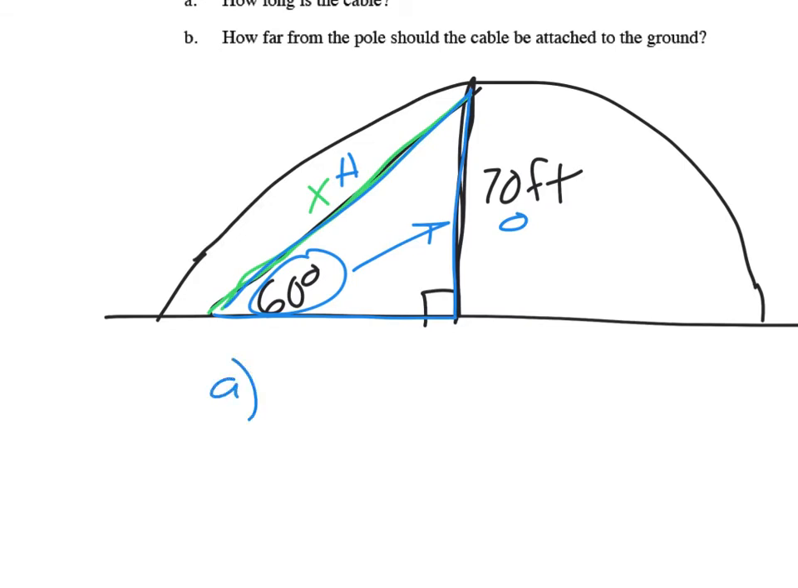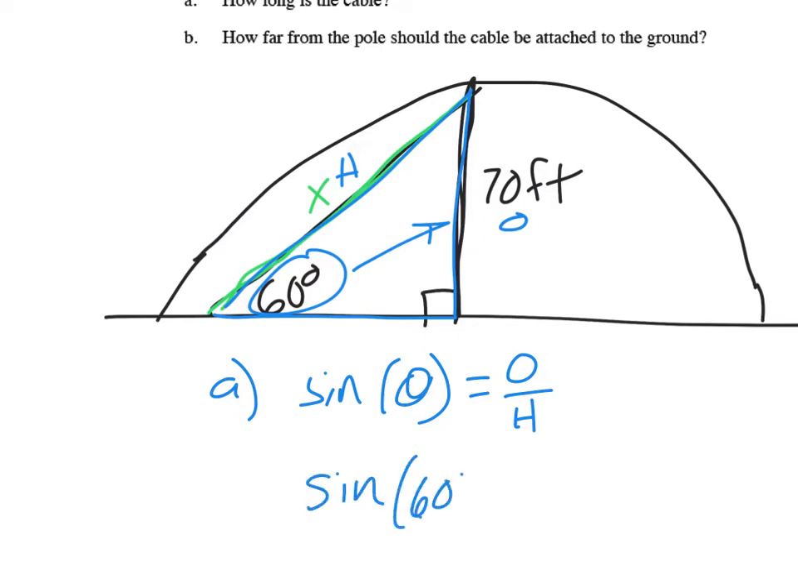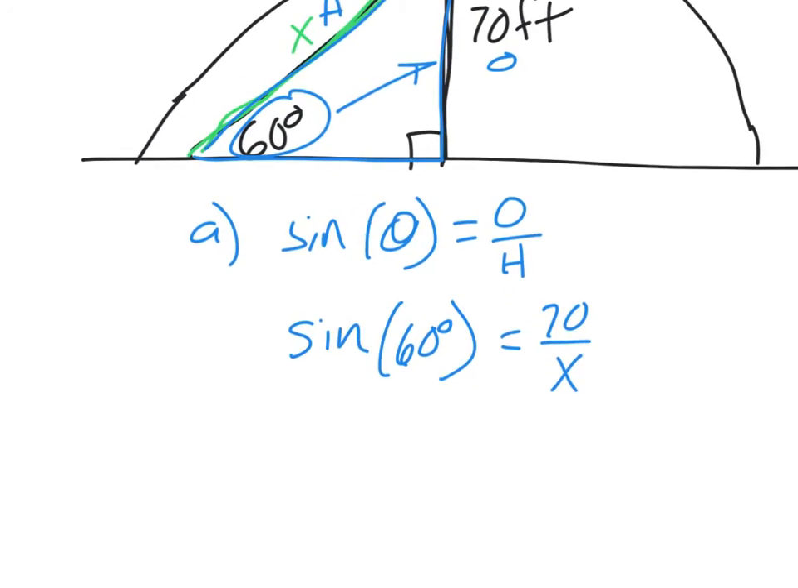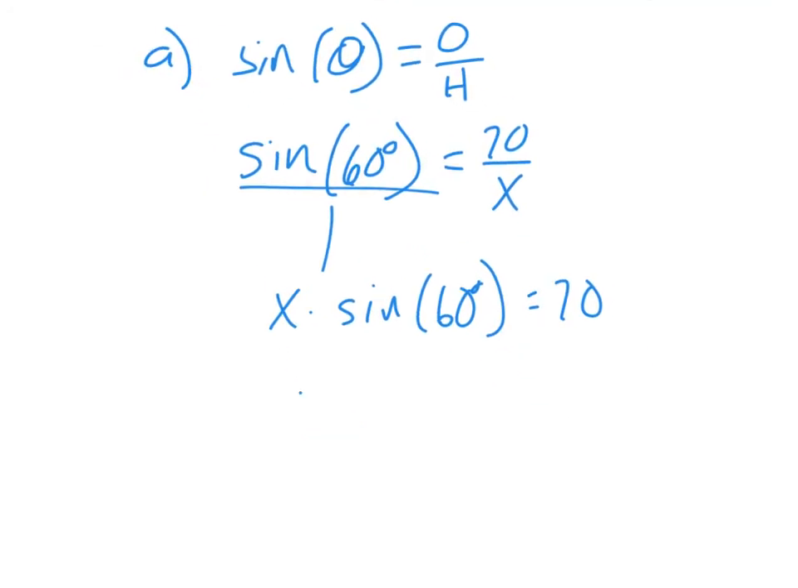So in part A, I can use the sine function, as the sine of a given angle is equal to the opposite leg divided by the hypotenuse. And so in my given situation, I can say the sine of 60 degrees is going to be equal to 70 over x. And when I solve for that, I'm going to put this over 1 and multiply both sides to get x times the sine of 60 degrees equals 70. And then when I solve, I'm going to divide both sides by the sine of 60, so I get 70 divided by the sine of 60 degrees.